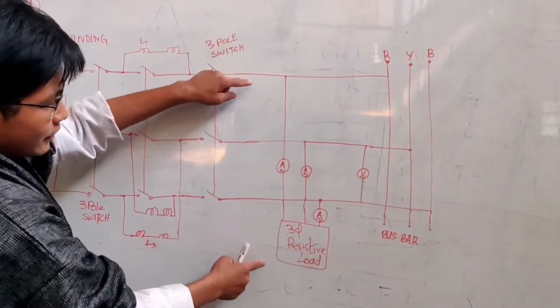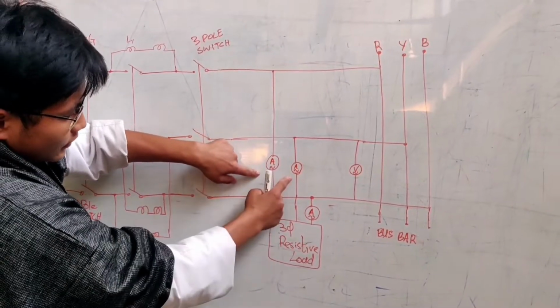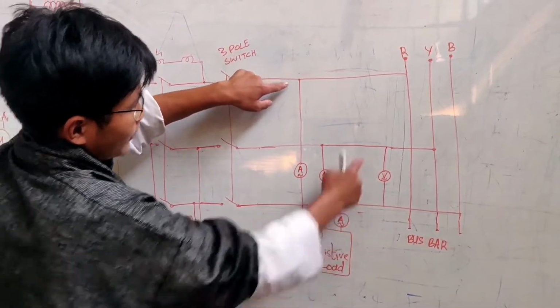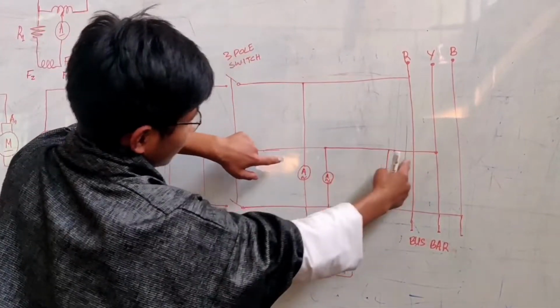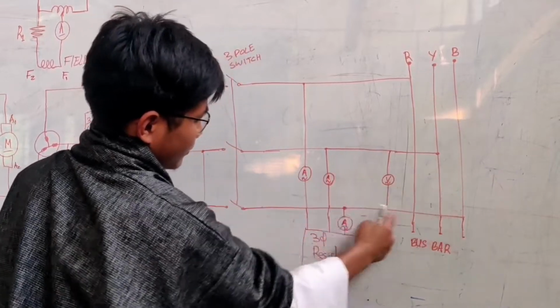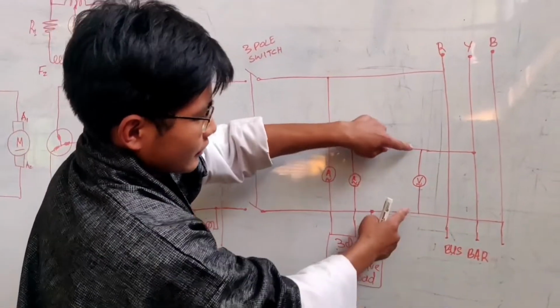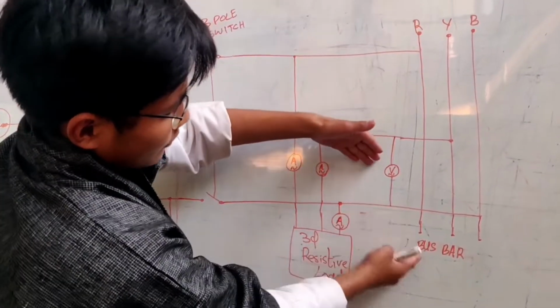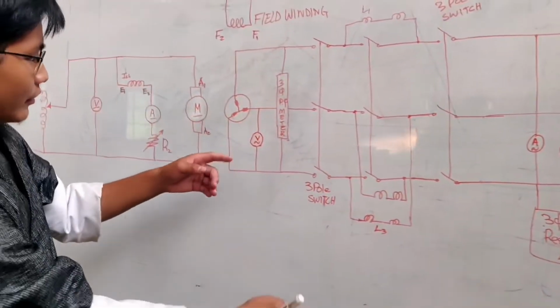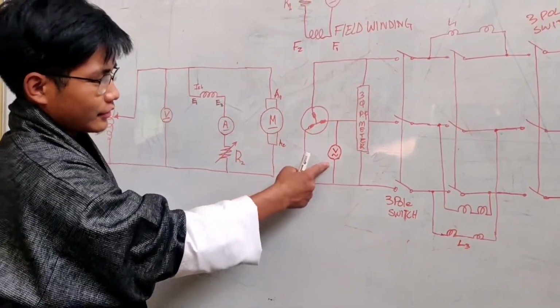At the bus bar, it is connected to a load, which is connected in star. Three ammeters are used to measure the three currents flowing in the three phases. A voltmeter is used to measure the bus bar voltage. Another voltmeter is used to measure the terminal voltage.